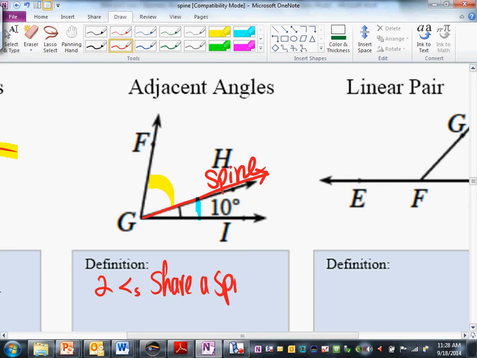2 angles share a spine. Share a spine. That's adjacent. Back to back. Share a spine.